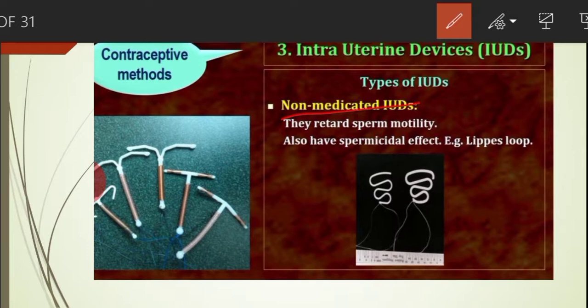Non-medicated IUDs retard the sperm motility. The sperm motility, that is the movement of the sperm, is decreased by the use of non-medicated IUDs. They also have spermicidal effect, that is they kill the sperms. Example is Lippes loop. The diagram is shown here.